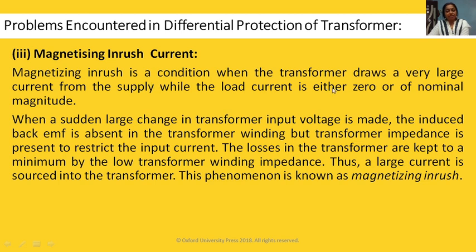Magnetizing inrush is a condition when the transformer draws a very large current from the supply while the load current is either zero or nominal magnitude. When a sudden large change in the transformer input voltage is made, the induced back EMF is absent in the transformer winding, but the transformer impedance is present to restrict the input current. The losses in the transformer are kept to a minimum by the low transformer winding impedance. Thus, a large current is sourced into the transformer. This phenomenon is known as magnetizing inrush.